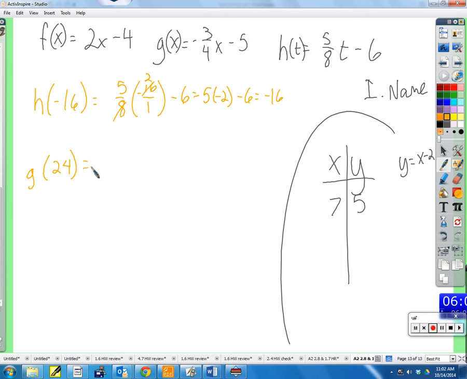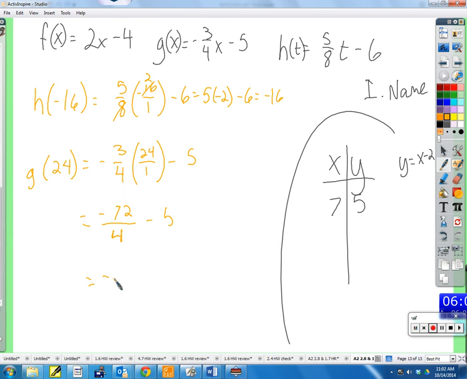What does g of 24 mean? Plug 24 into function g. Negative 3 fourths times 24 over 1, minus 5. We just multiply this out. Negative 3 times 24 is negative 72. Over 4. 72 is divisible by 4.